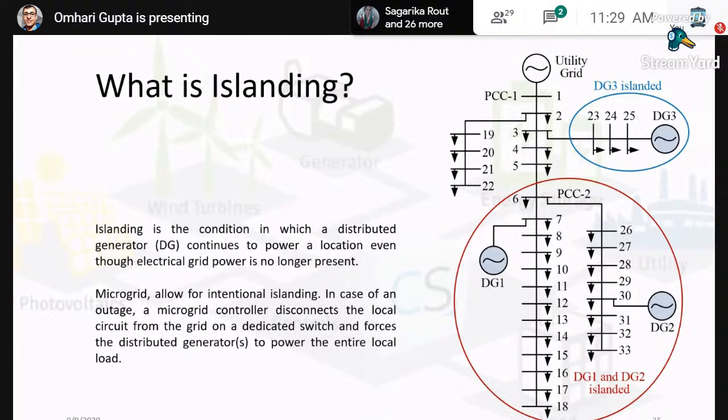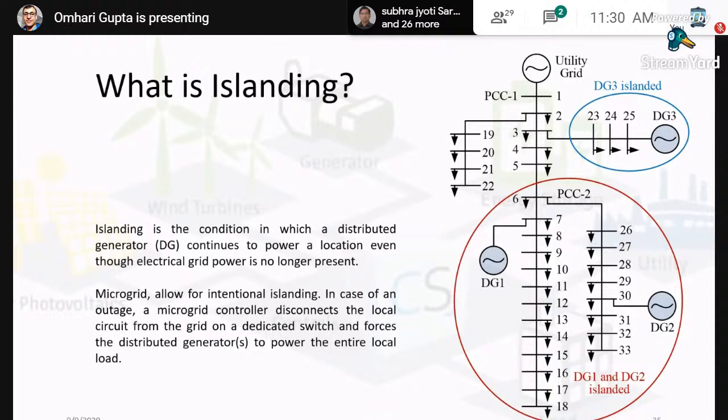So whenever this utility grid is gone, your responsibility is to operate the circuit breaker corresponding to this PCC. So what is islanding? Islanding is the condition in which a distributed generator continues to power a location even though the electric grid is no longer present.